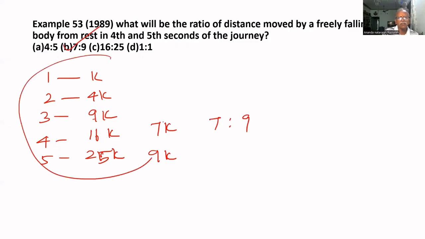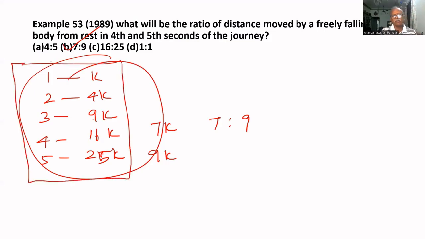Already this type of sum we solved. That's why I directly wrote. You can remember this table. If in 1 second it travels K meter, then in 2 seconds it will travel 4K meter. Up to the third second it will travel 9K. So in the 4th second it travels 7K. In the 5th second it travels 9K. Therefore, 7 is to 9 is the answer.